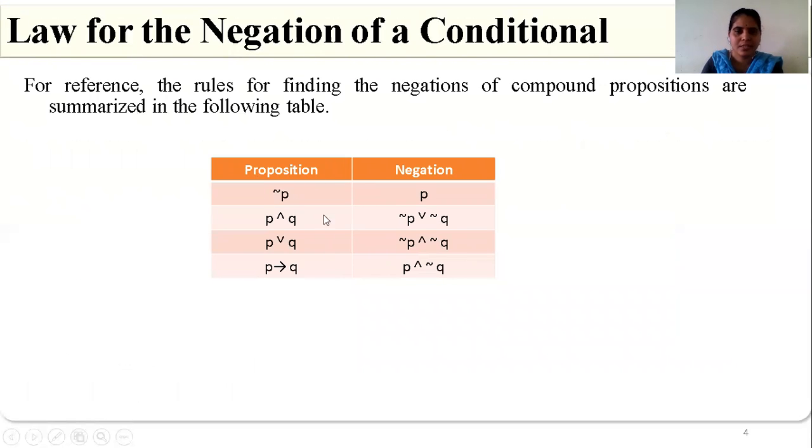Here is a table of laws summarizing the negation of compound propositions. If the proposition is negation of P, then the negation is P. If the proposition is P and Q, then the negation of that is negation of P or negation of Q. If the proposition is P or Q, then the negation is negation of P and negation of Q. If the proposition is P implies Q, then the negation for that is P and negation of Q.